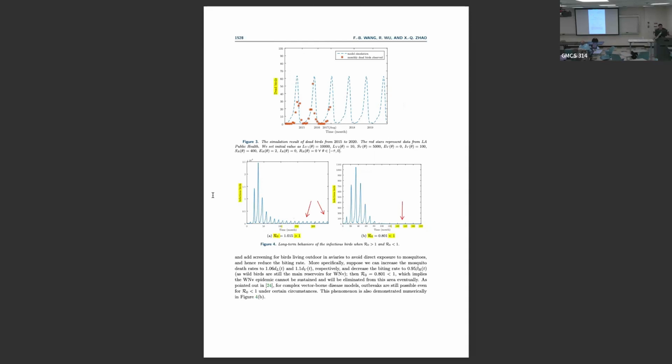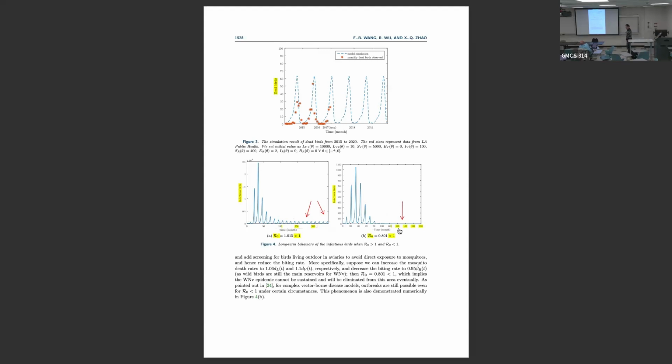Here we can find some parameters, and we can numerically calculate R naught, the reproduction number. For this one, R naught is greater than 1, and you can see that eventually, in the long term, there is a persistent solution. If R naught is less than 1, then in the long term the disease will die out. So it confirms our theoretical result.